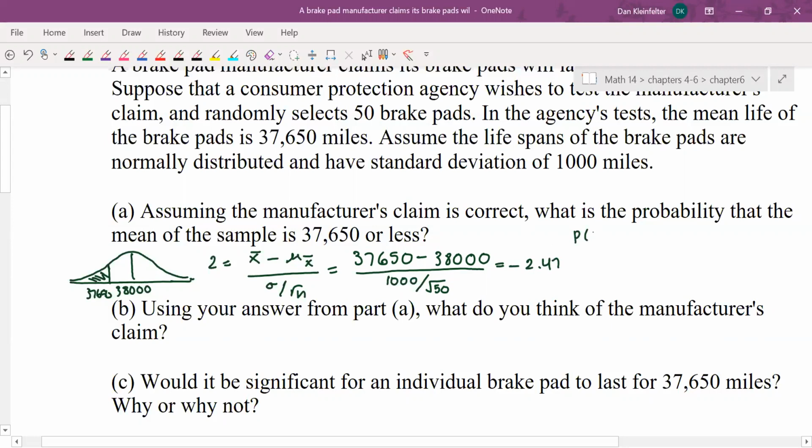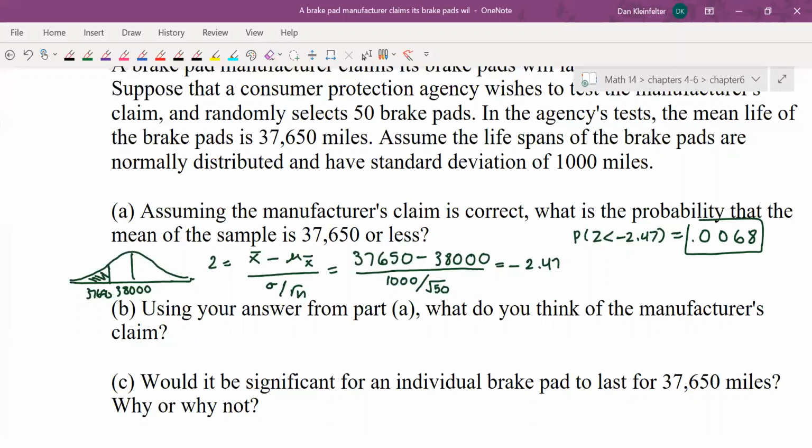So then the probability of our z being less than negative 2.47, using our standard normal table, is 0.0068. So if the manufacturer's claim is correct, the probability of us getting a sample as we did is about 0.0068. That is less than a 1% chance. Based on this, I would think the manufacturer's claim is probably not true. We can't argue with our data. The data of the sample we got is what it is.